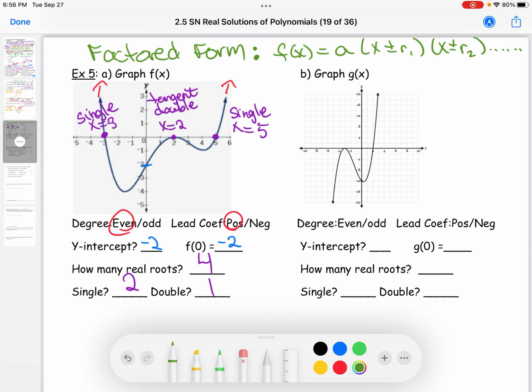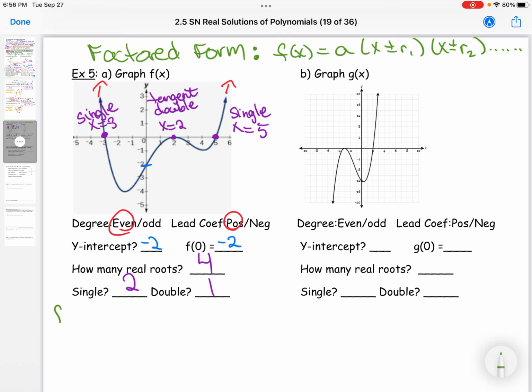So what we need to do is figure out the factors. So f of x equals a times, we have a single root at x equals negative 3. So that factor had to be x plus 3. We have a tangent double root at x equals 2. That factor was x minus 2. And because it's a tangent bounce, it's squared.